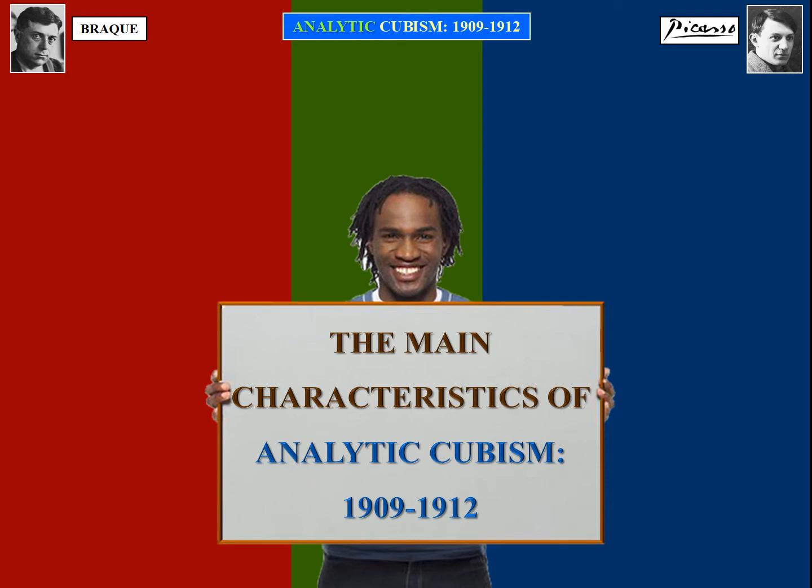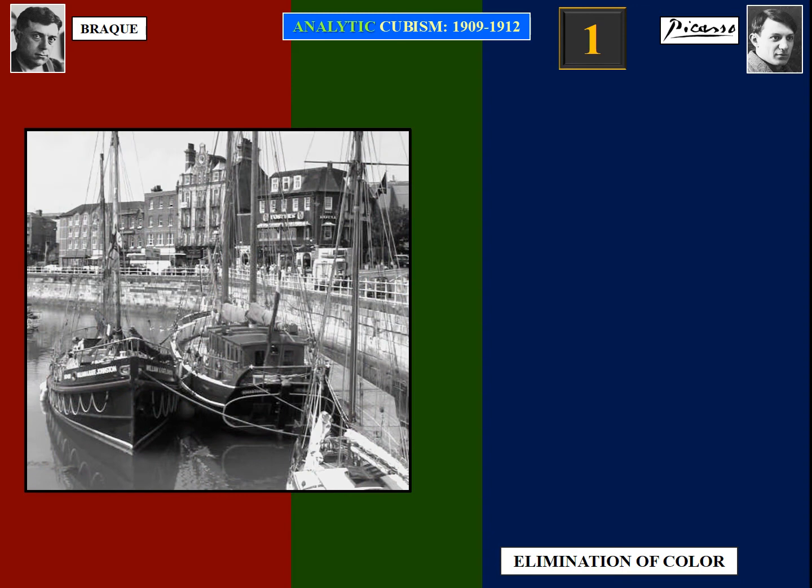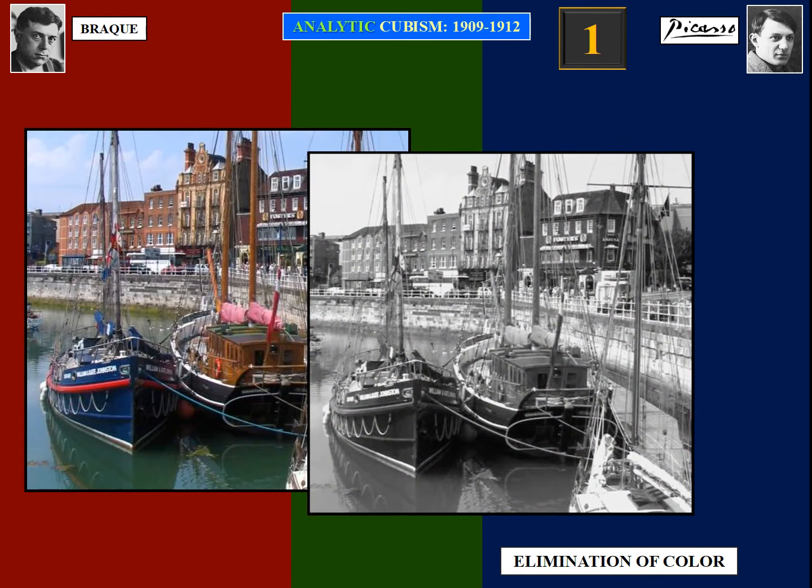What I want us to look at here is the main characteristics of analytic cubism from 1909 to 1912. First of all, you have an elimination of color. The reason why that was important is that Braque and Picasso were reinventing the language of pictorial art. That alone was enough to occupy them. They did not want to also have to worry about the issue of color. They really wanted to focus on form, so they drained color from their canvases.